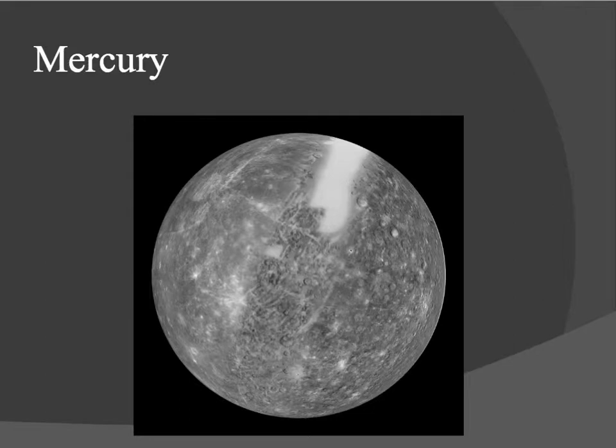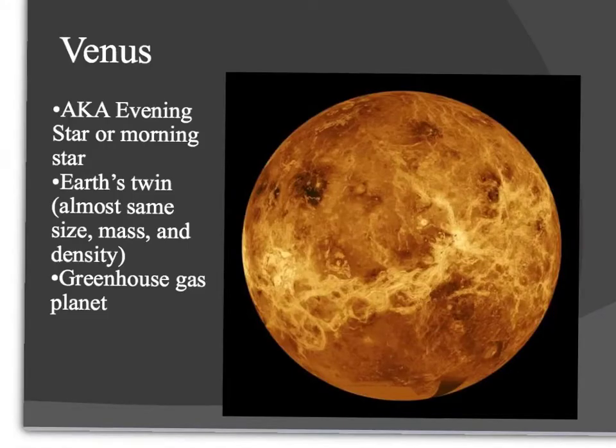Mercury is the first planet in our solar system. It is a terrestrial planet, and you will learn much more about it in our next activity. Venus is also known as the evening star or the morning star because that's when it's mostly visible. It is our twin planet. It's almost the same size, mass, and density as Earth, except that it's not hospitable because it's the greenhouse gas planet, meaning it's really hot. It traps a lot of heat inside.